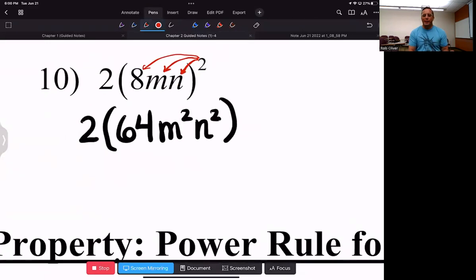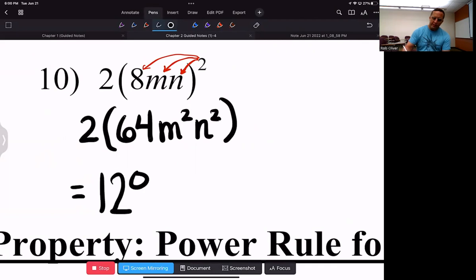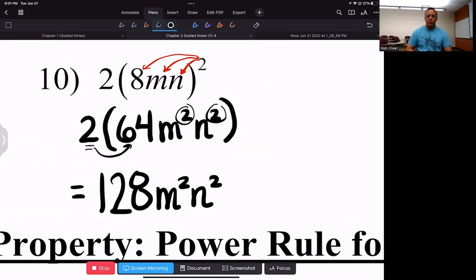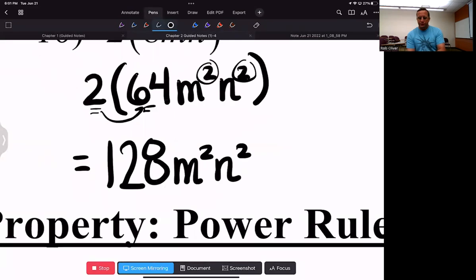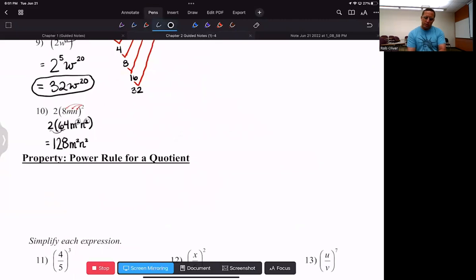All right, now we can multiply by that 2 that's in the front of the problem. And 2 times 64 is 128. So you got 128, and then m squared, n squared. Now all I did was multiply this and this. We didn't have to do anything with powers anymore because there was nothing for those powers to interact with. Those powers are only going to interact with another power. But coefficients can interact, like multiply, add, subtract with other coefficients.